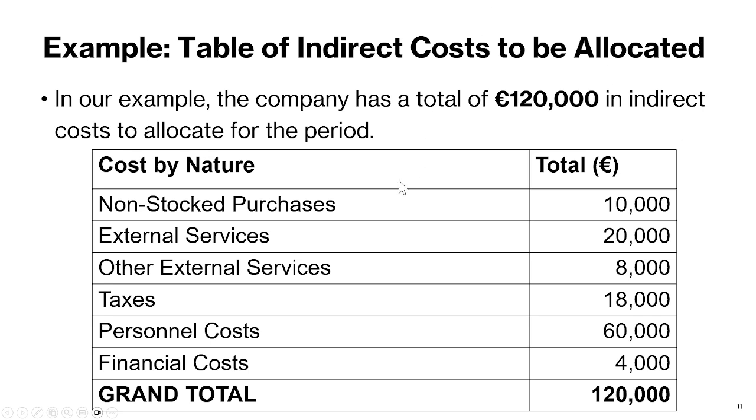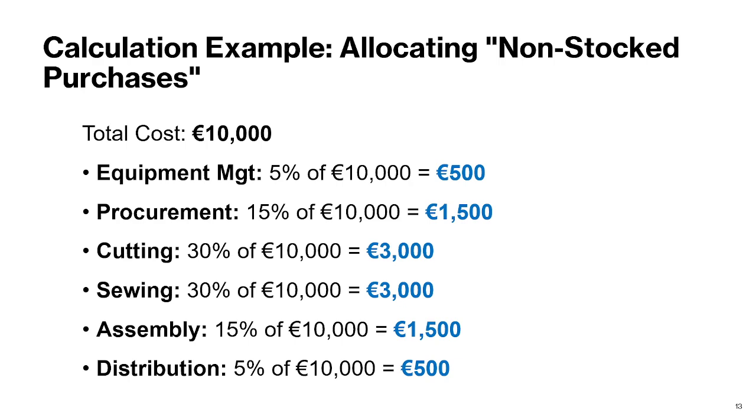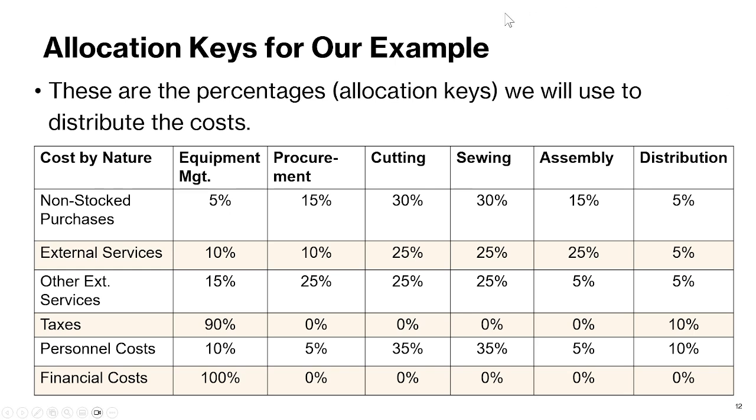For our case study, the company has a grand total of 120,000 euros in indirect cost to allocate for the period. This cost includes things like external services, personnel costs, taxes, and so on. In this table, you can see the allocation key for each of the centers. They are in percentages, so we use these percentages to distribute the cost.